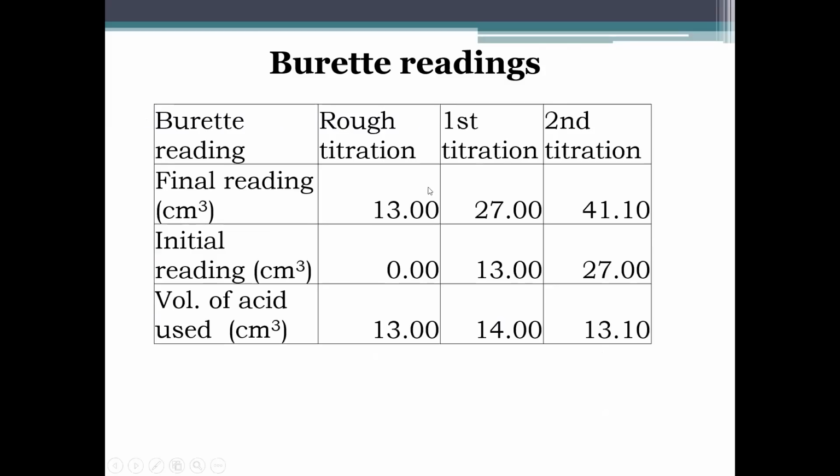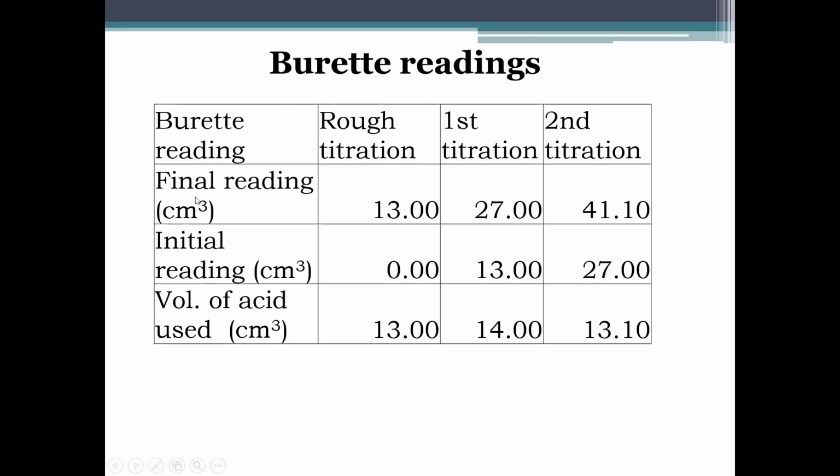So this is a typical example of your table. You know how to make your table. You have your burette reading in the first column. You have your rough titration, which is the first titration you do, when you start. Then you have the first titration and the second titration. The rough titration is just to give you an idea, while for your first and second titrations you are more careful, and as you approach the end point you begin to release the content of your burette in a drop-wise manner.